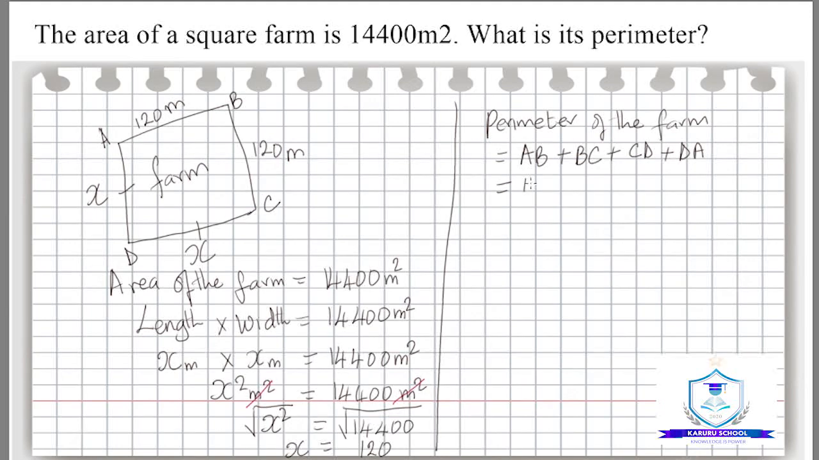So this will give us 120 meters plus 120 meters plus 120 meters plus 120 meters. So this is the same as having 4 multiplied by 120 meters, since the square has 4 sides and all the 4 sides are equal. So the total perimeter of this farm will be 480 meters. This brings us to the end of our presentation today.